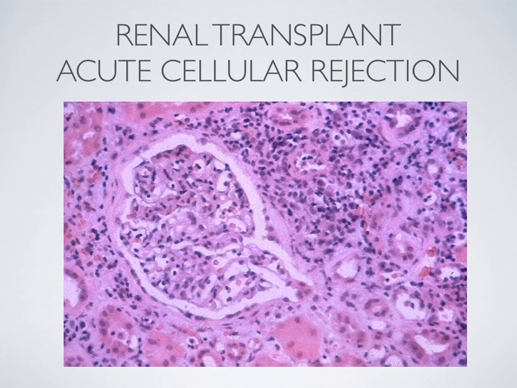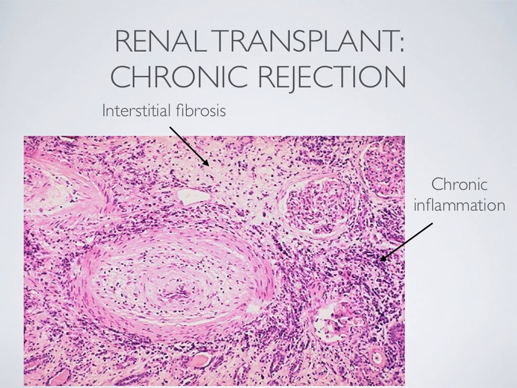Here's another example. Here's a glomerulus, so you can see the normal structure there. But all of these extra cells over here are inflammatory cells. So this is a sign of rejection.